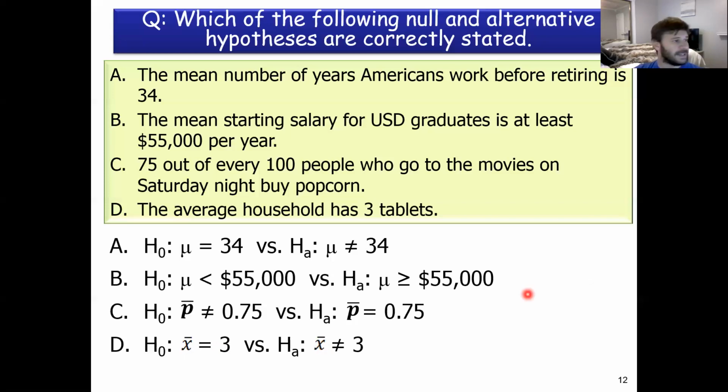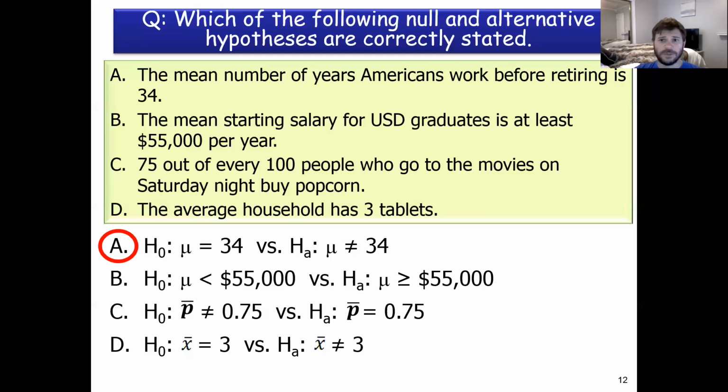Okay, so C and D are out right away. And if you look at the difference between A and B, you'll notice B has an interesting faux pas in that the null hypothesis doesn't contain an equal sign. It's got a strict inequality here. And the alternative hypothesis has a greater than or equal sign, which it should never have, right? The alternative hypothesis should never have an equal sign. So that being said, the best answer here is A, which has correctly stipulated the null and alternative hypotheses associated with that hypothesis test.